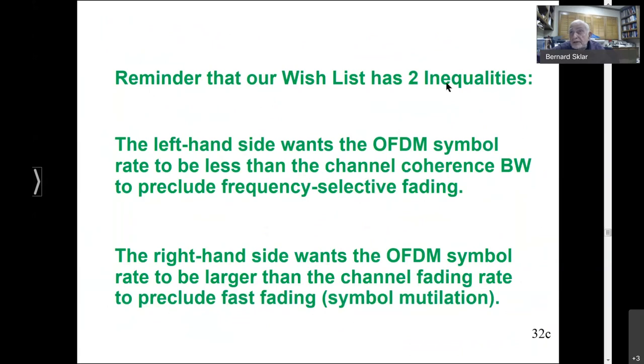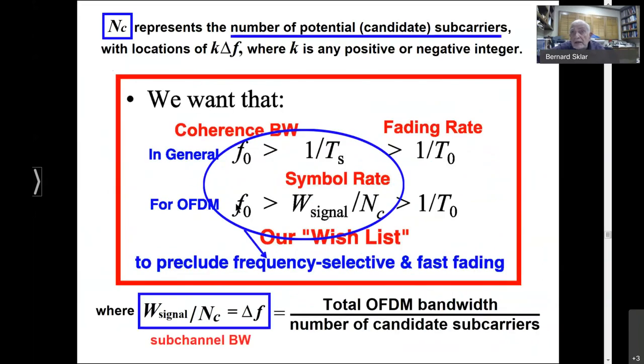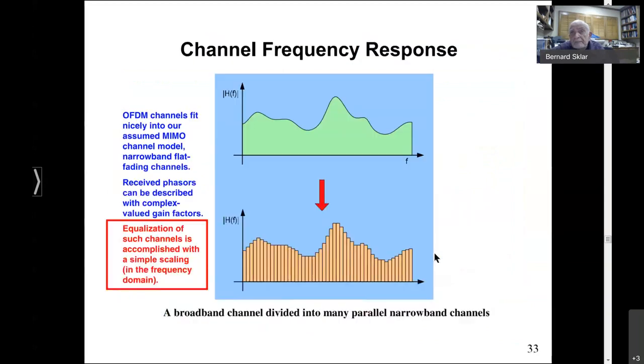So remember that our wish list has two inequalities. The left-hand side wants the OFDM symbol rate to be less than the channel coherence bandwidth to preclude frequency selective fading. The right-hand side wants the symbol rate to be larger than the channel rate to preclude fast fading or symbol mutilation. So this side helps with frequency selective fading, this side with fast fading. Of course, equalization of such channels is accomplished with a simple scaling in the frequency domain. And it fits nicely into our assumed MIMO channel model: narrowband flat fading channels can be described with complex valued gain factors. That's nice too.